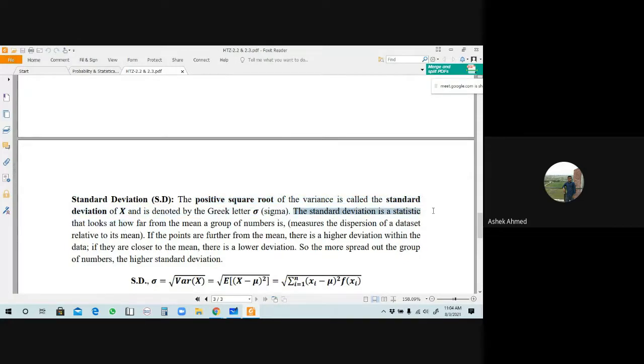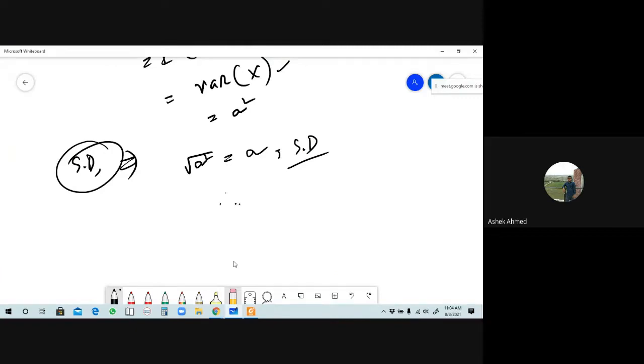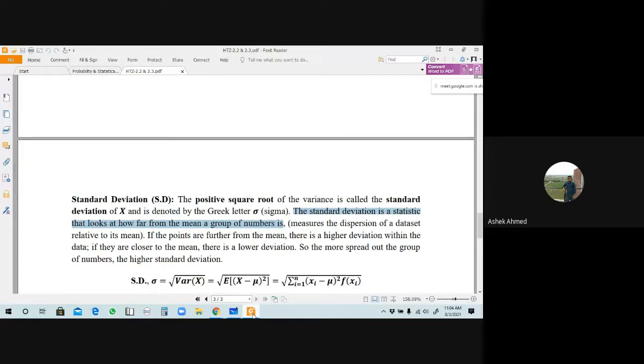The standard deviation is a statistic that looks at how far from the mean a group of numbers is. This represents the measurement of how far away from the mean the points are located, which we get from the standard deviation. If the points are further from the mean, we will get a higher deviation within the data points. If the points are closer, we will get a lower deviation.